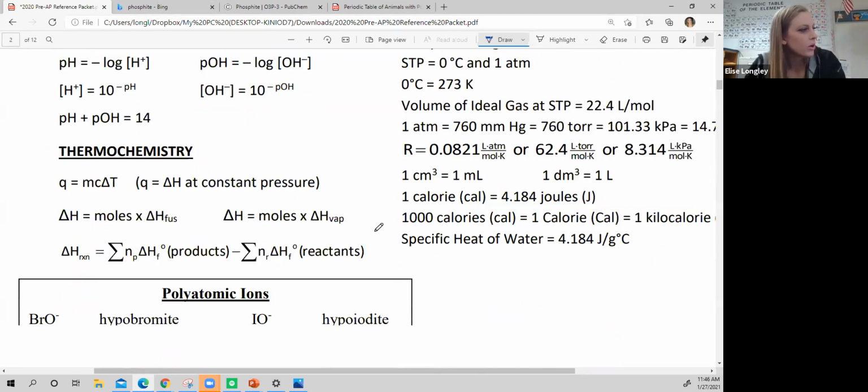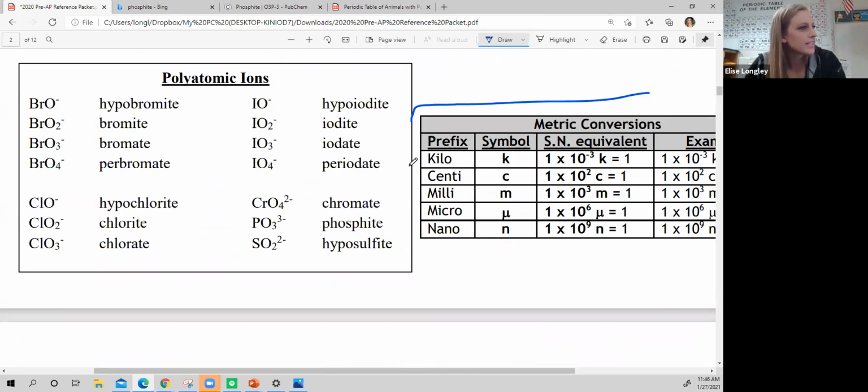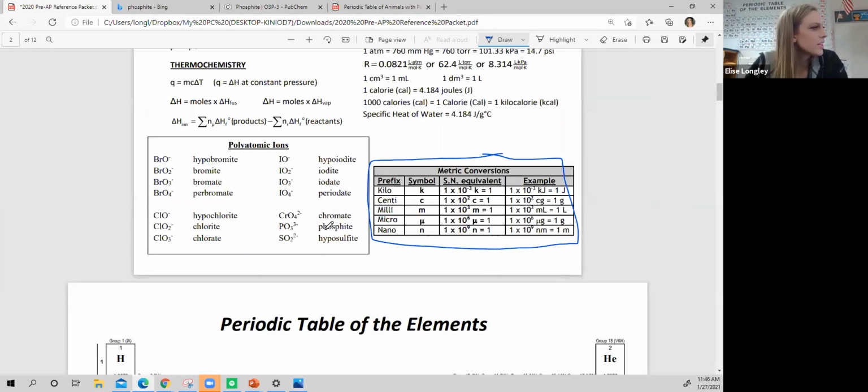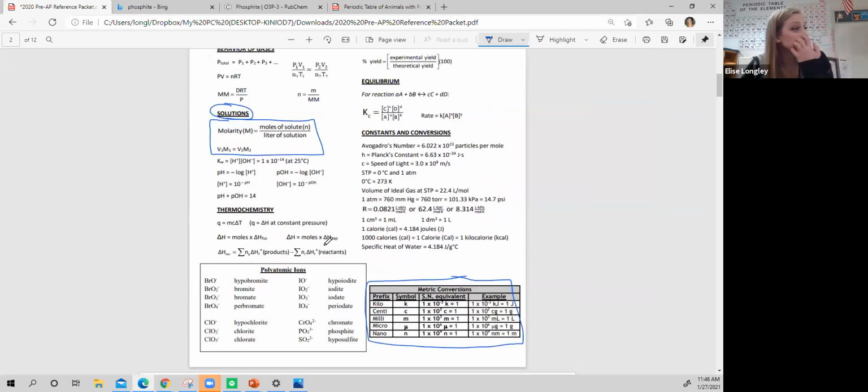Okay. You also will need this. The metric conversions. That was real bad, but I tried. You will need this. So these are the two things that we really, really, really need today. You may also use something out of the constants and conversions, but these are the main two things that we have to have.